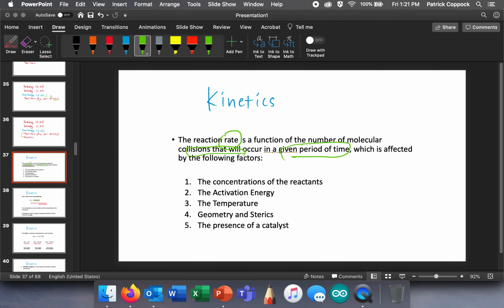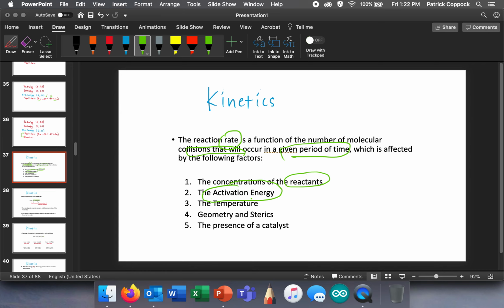In this case, kinetics is going to be the number of molecular collisions, frankly, successful molecular collisions per time. And that's what we're going to be talking about when we talk about rate. Now, there are 5 factors that affect rate. That is how many reactants we have to collide. What the activation energy is for a system, so are the collisions going to be successful or not?